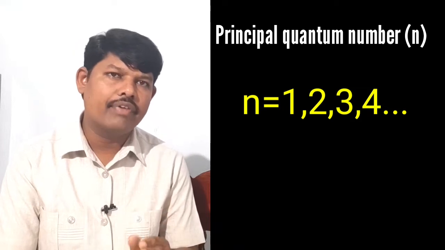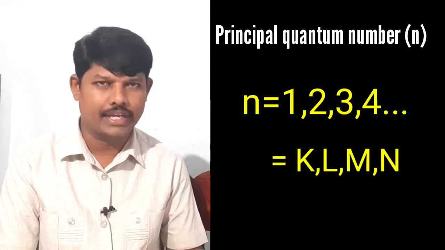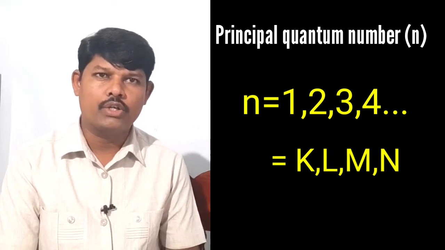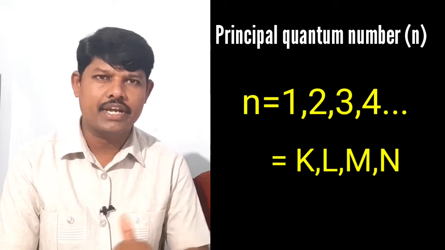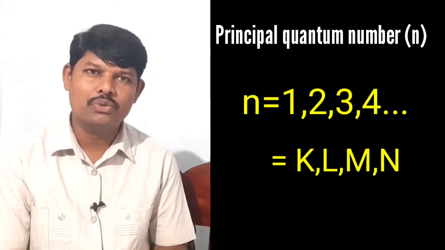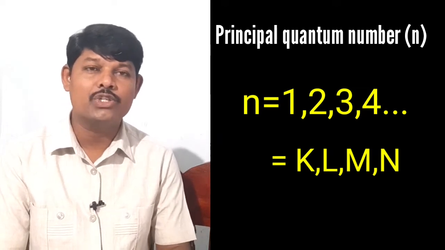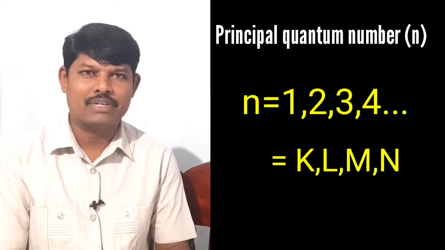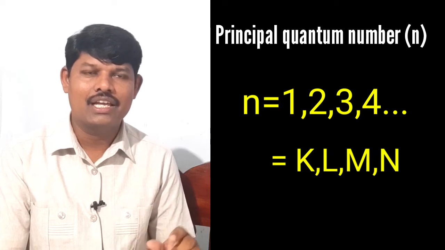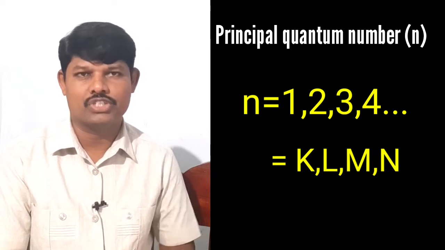These shells are often denoted by the letters K, L, M, N. So n equals 1, 2, 3, 4 and so on, as we discussed now. n equals 1 means K shell, n equals 2 L shell, n equals 3 M shell, n equals 4 N shell. Like that you can also represent the shells as K, L, M, N. K means first shell, L second shell, M third shell, N fourth shell.